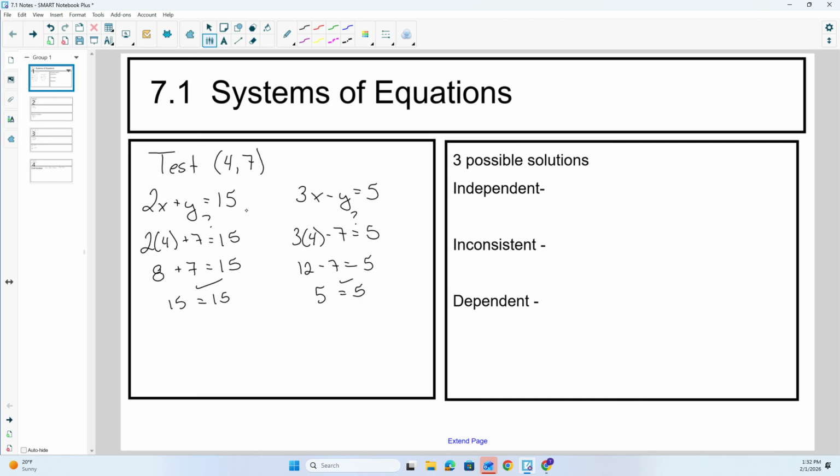And what this means is that we know for certain that these two at least share this point in common when we are graphing it. So we know at least it looks like that.